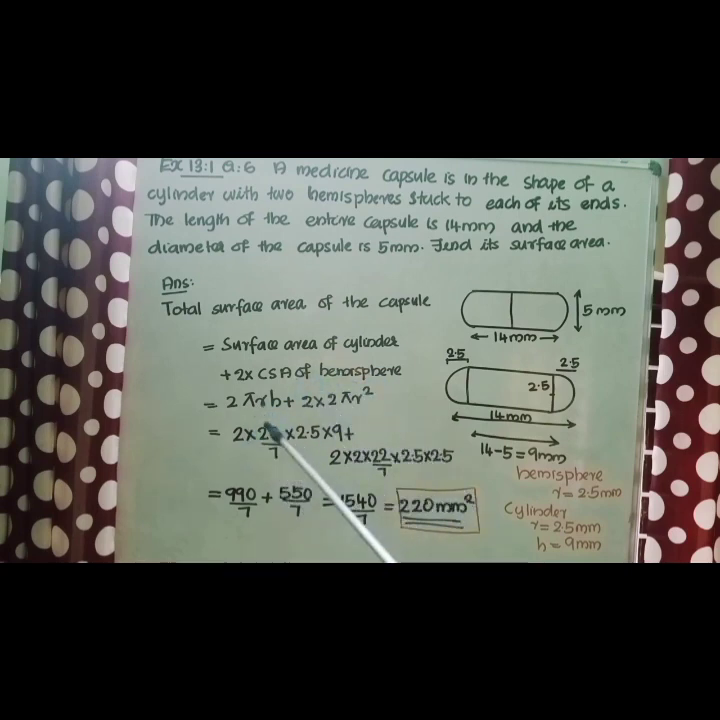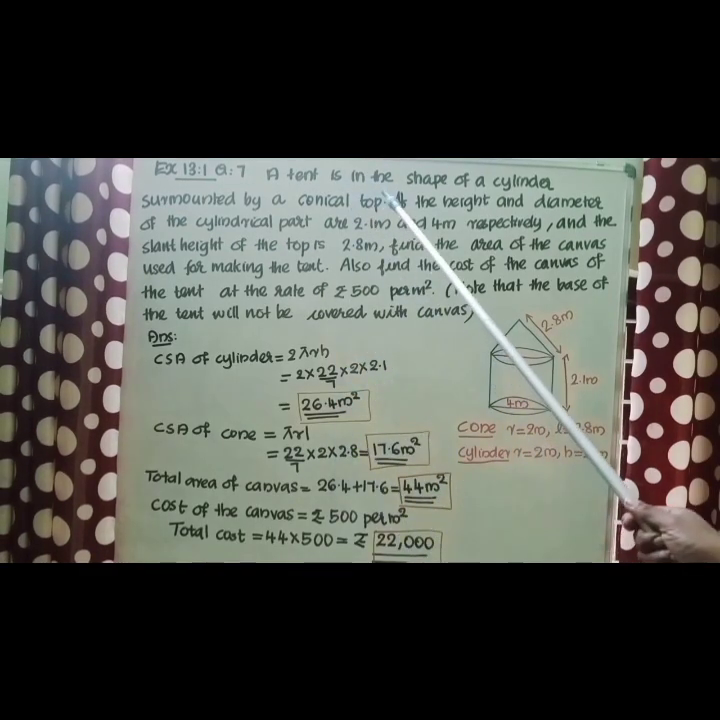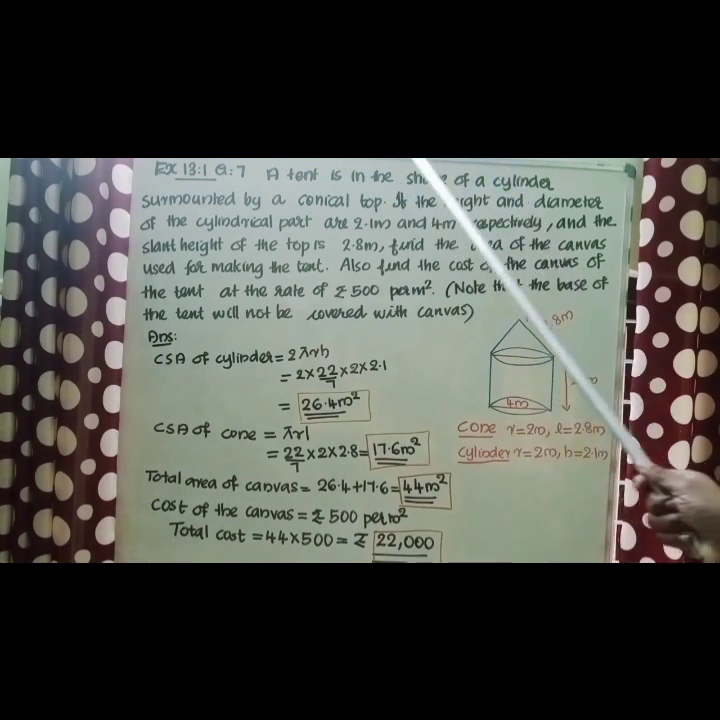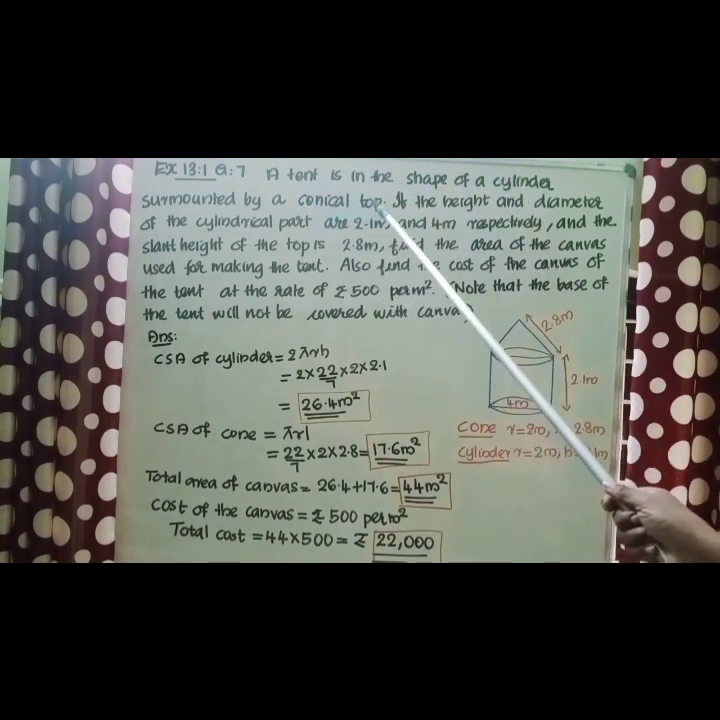That is equal to 2 into 22 by 7 into 2.5 into 9 plus 2 into 22 by 7 into 2.5 into 2.5. That is equal to 990 by 7 plus 550 by 7. That is equal to 1540 by 7 equal to 220 millimeter square.